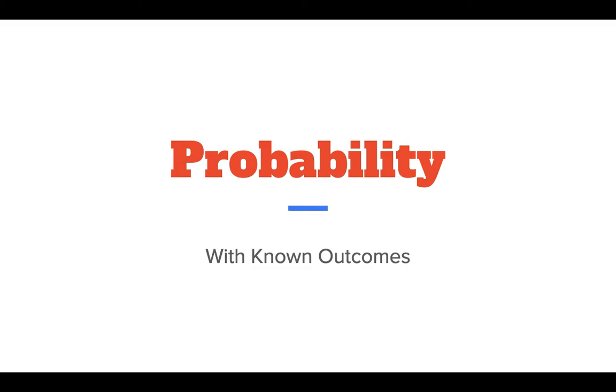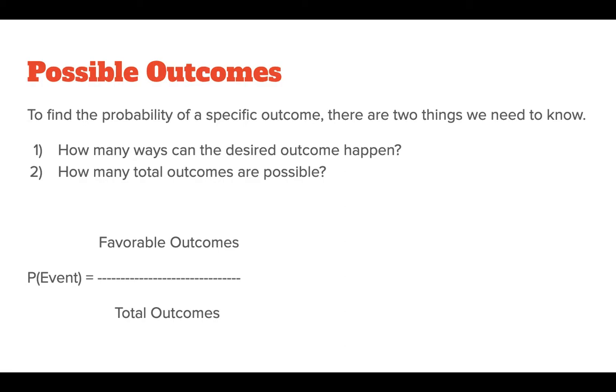So the things we're going to look at here on probability to start are all going to be things with known outcomes, things that we can count, things that are equally likely to occur. So if we look at my general intro here to a probability, you have to know two things. You have to know how many ways the desired outcome can happen, and you need to know how many total outcomes are possible. And we're going to turn this into a fraction. So you're going to have your favorable outcomes divided by the total outcomes.